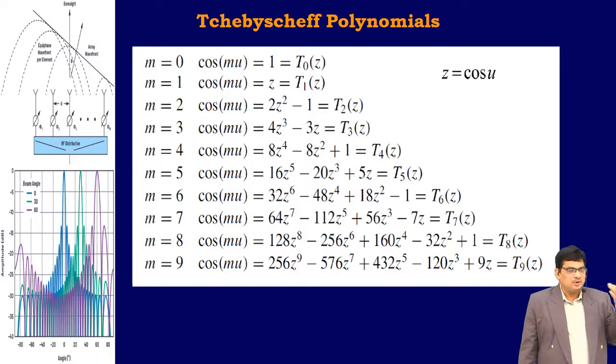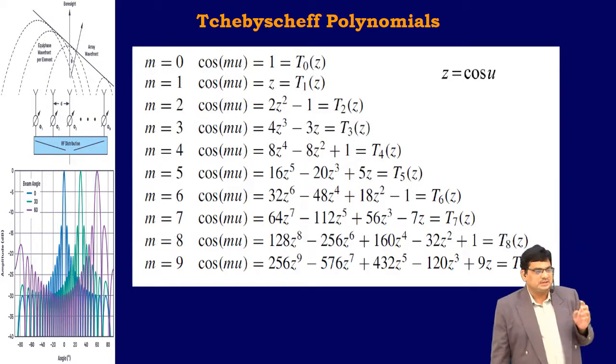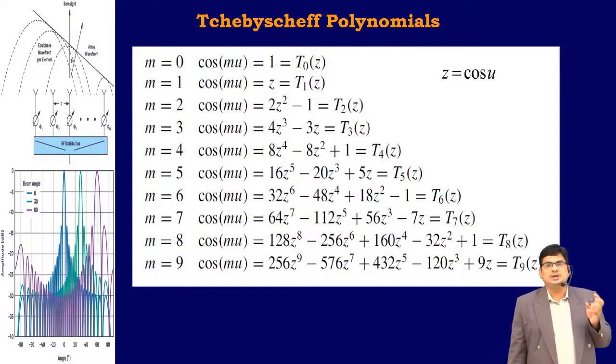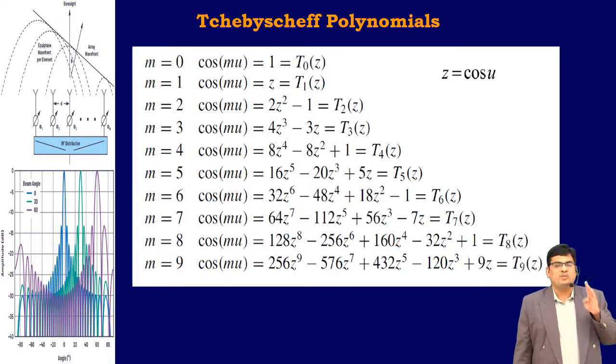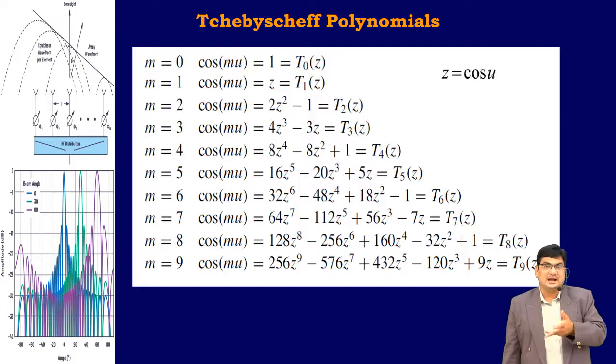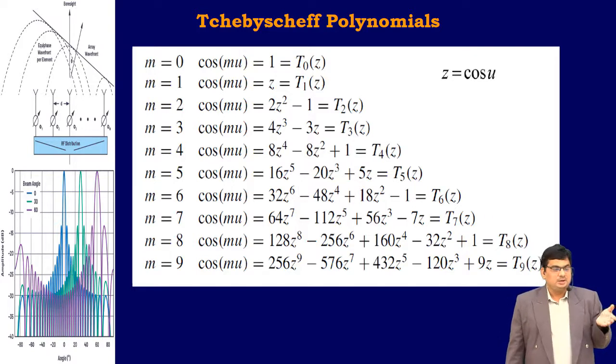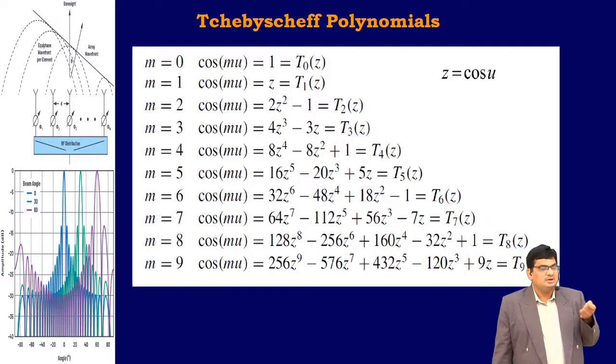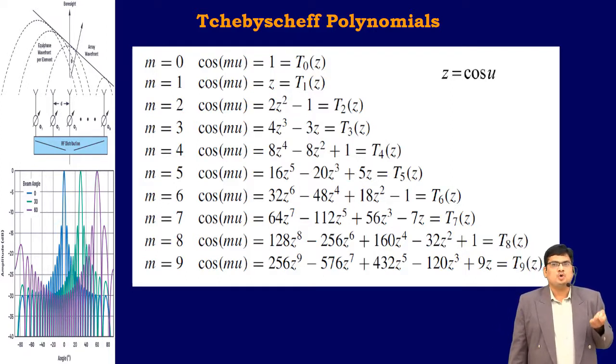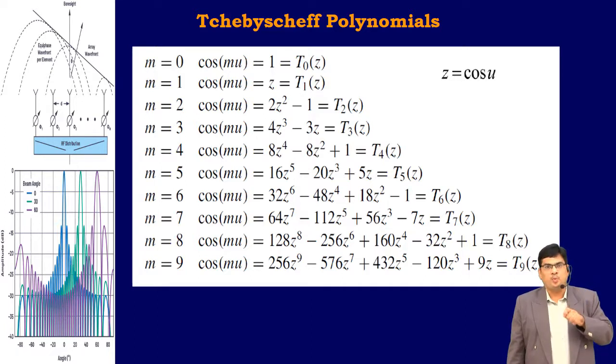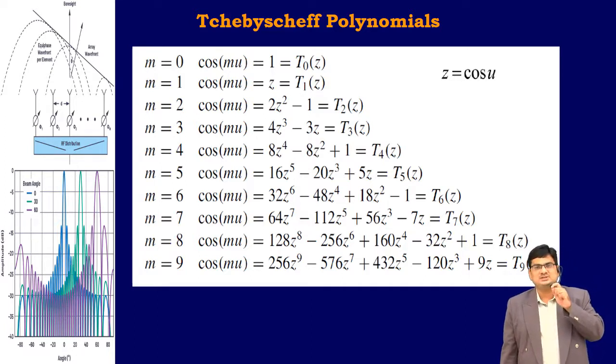And after that, to find the third polynomial, m is equal to 3, that is cos 3u. Cos 3u is equal to 4 cos cube u minus 3 cos u. Like that you can find the m4 value. To find the m4 value, it is cos 4u. So cos 4u is equal to 2 cos square 2u minus 1.